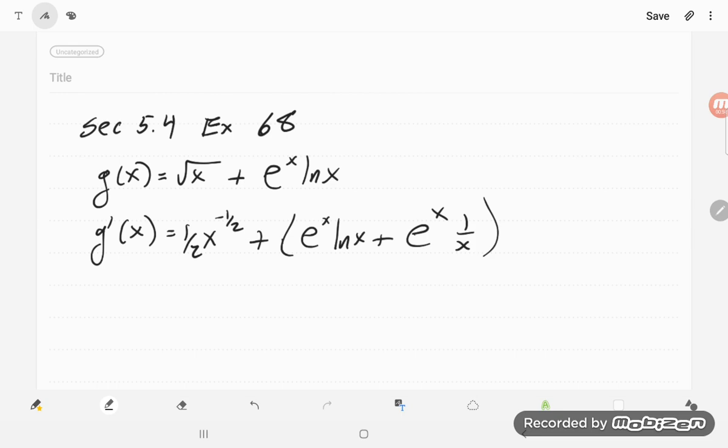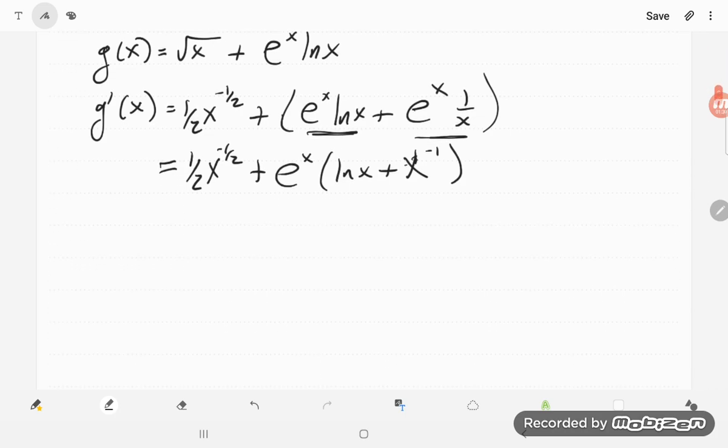Now, the question is, is it helpful to simplify it at all? Maybe a little bit. I could factor out the e to the x. Don't have to. It's just that right now, when I take the second derivative, I see two product rules, product rule there and there. But if I factor out the e to the x, I only have to do the one product rule. And I'm going to rewrite the 1 over x as x to the negative 1, since it's a little easier for me to take that derivative.